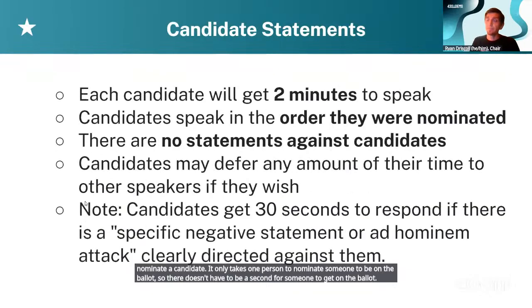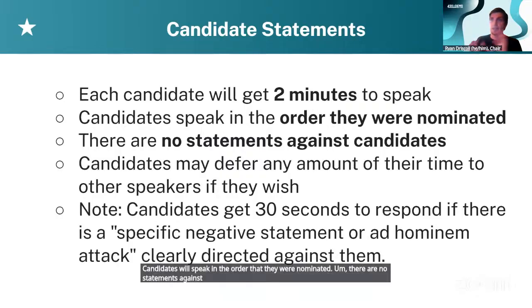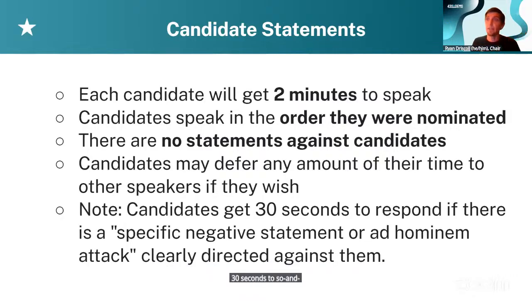After nominations, we'll have candidate statements. Each candidate will get 2 minutes to speak. Candidates will speak in the order that they were nominated. There are no statements against candidates. It is just those 2 minutes. Candidates can defer any amount of their time to other speakers if they wish. So they can say, I'm going to give 30 seconds to so-and-so, and then take the rest.